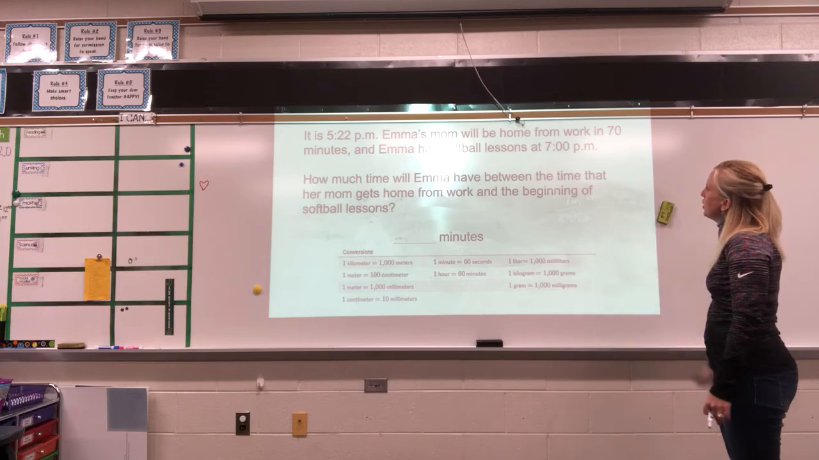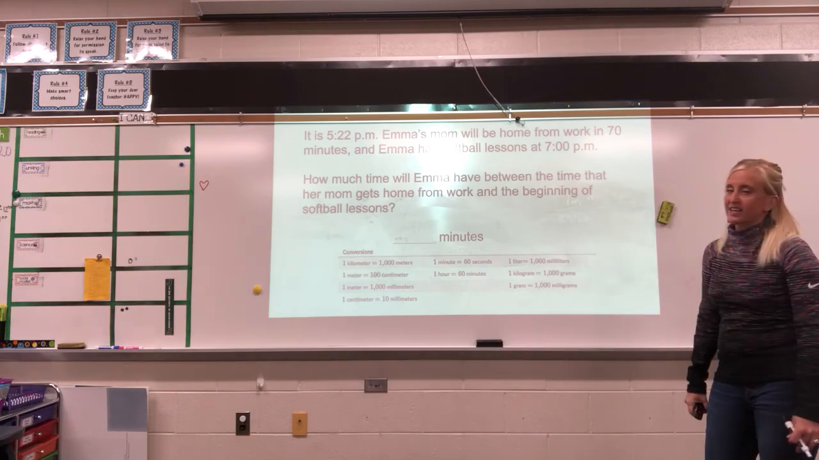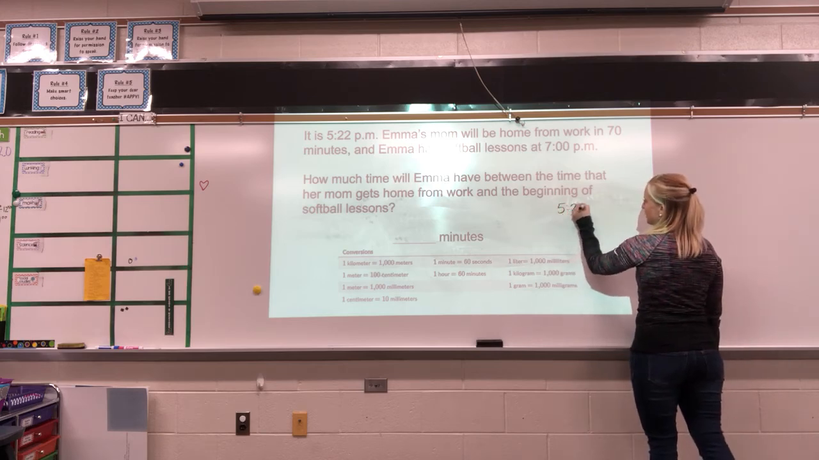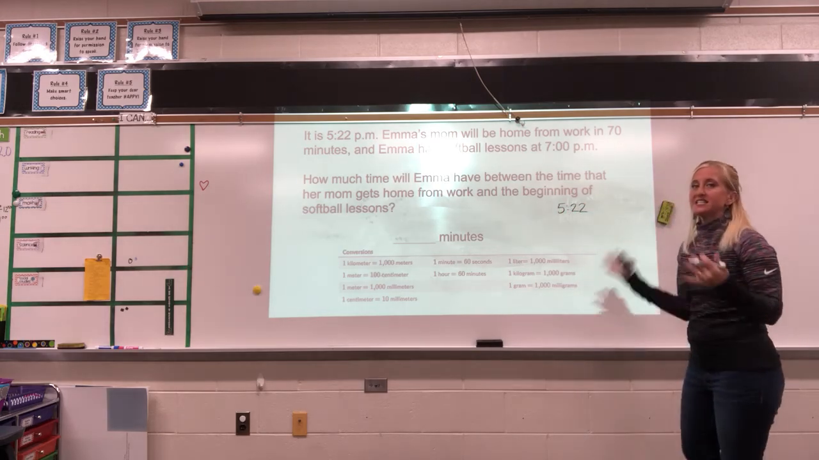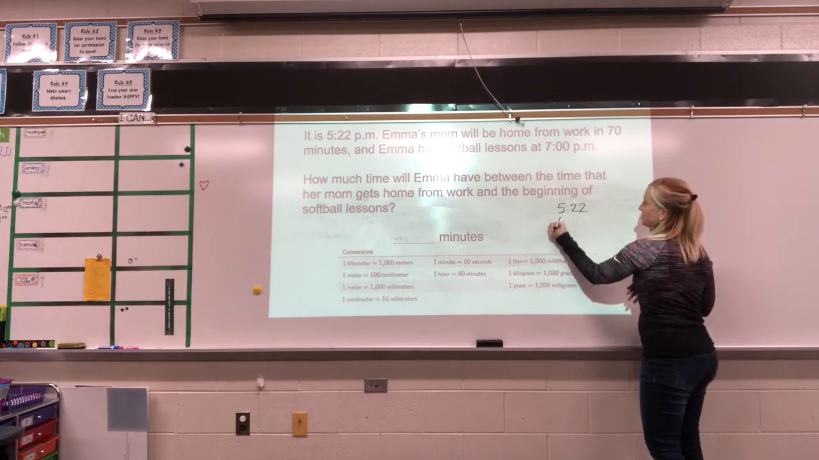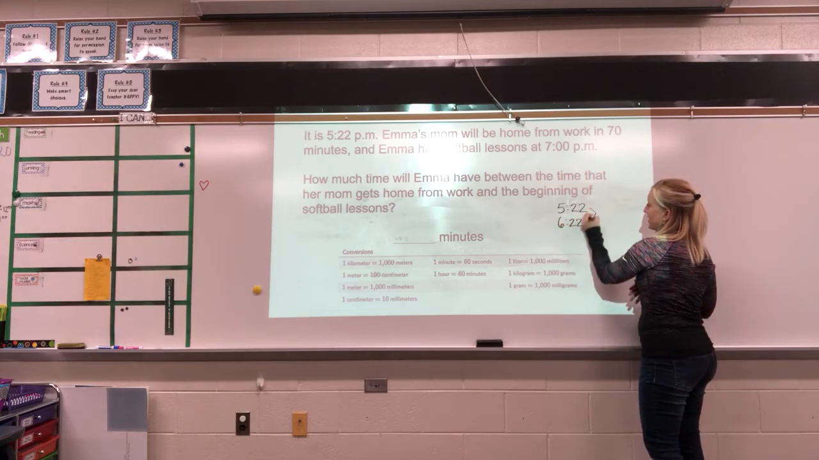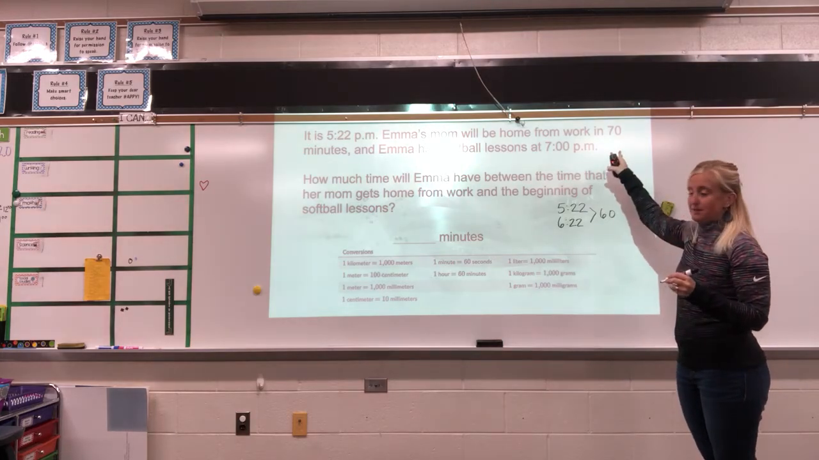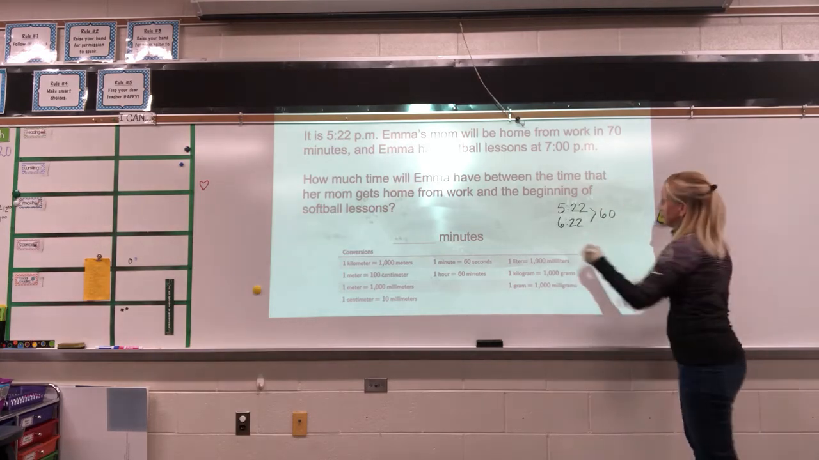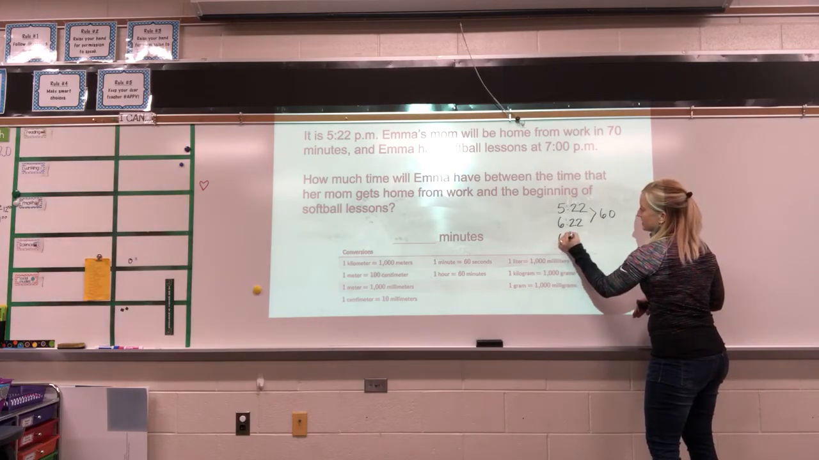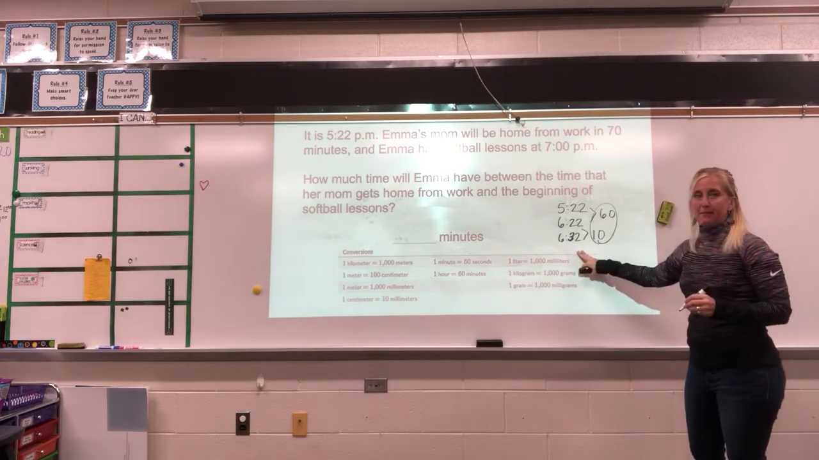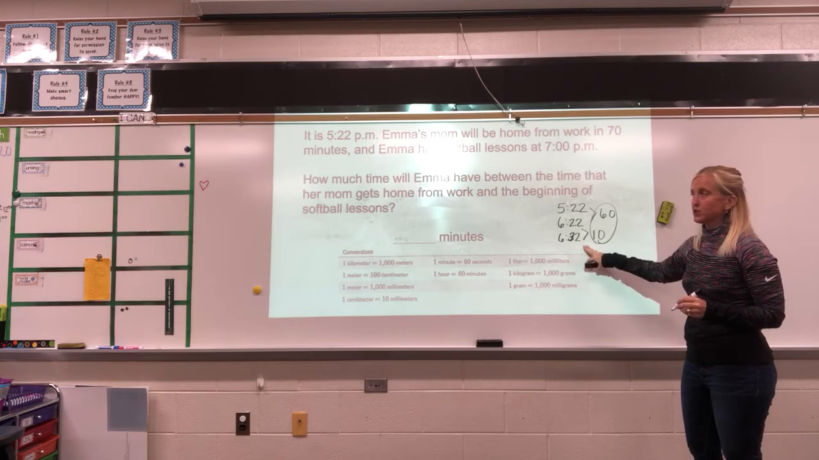If mom is coming home in 70 minutes, let's first find out what time mom's coming home. So if I start at 5:22 p.m. and I go 60 minutes, which is an hour, that would be 6:22. But mom's coming home in 70 minutes, so I need to add 10 more minutes to that. So that would be 6:32. So that's our 70 minutes. That means Emma's mom is getting home at 6:32 p.m.